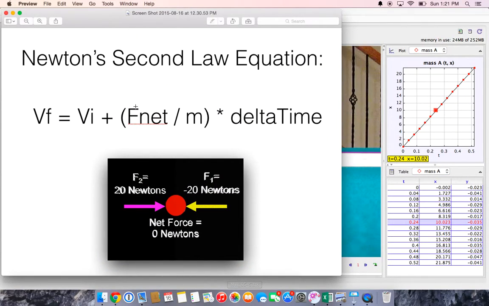In other words, the net force of the ball is equal to 0. As shown in Newton's second law equation, the sums of the pushes and pulls cancel out, allowing the ball to move at a constant velocity. Therefore, if F net, or the net force, is equal to 0, the velocity will remain constant because the initial and final velocities are equal.